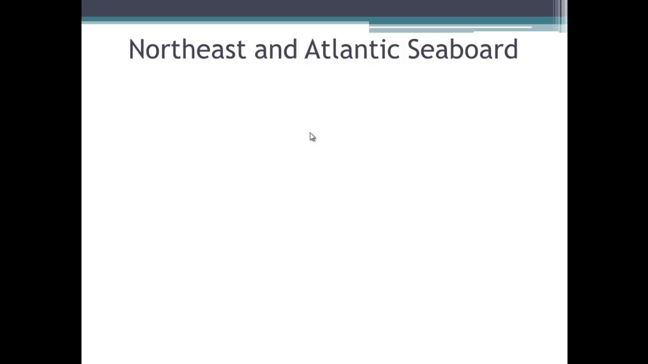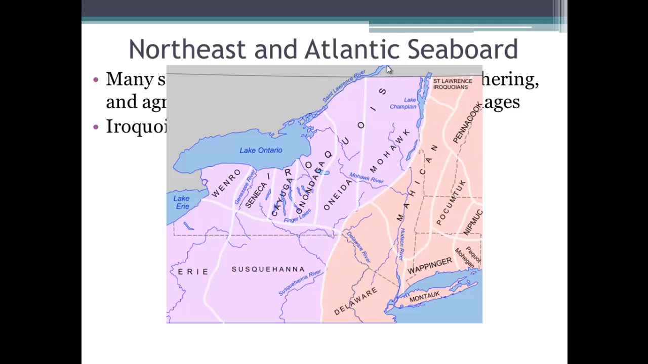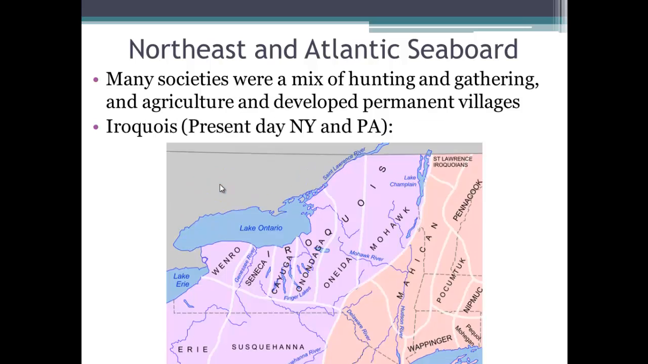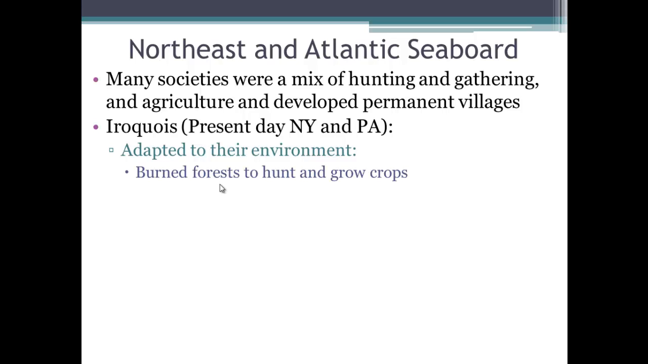Let's shift our focus to the Northeast and Atlantic seaboard. Many societies were a mix of hunting and gathering, and agriculture, and developed permanent villages in the Northeast. So we're going to focus on a tribe called the Iroquois. They were located in present-day New York and Pennsylvania. Here are the Iroquois here in purple, and right about here is where I live in Buffalo, New York. There was at one point lots of Native Americans living here, and there still is a Native American presence as well. They adapted to their environment. Very important to know. That's the big idea again.